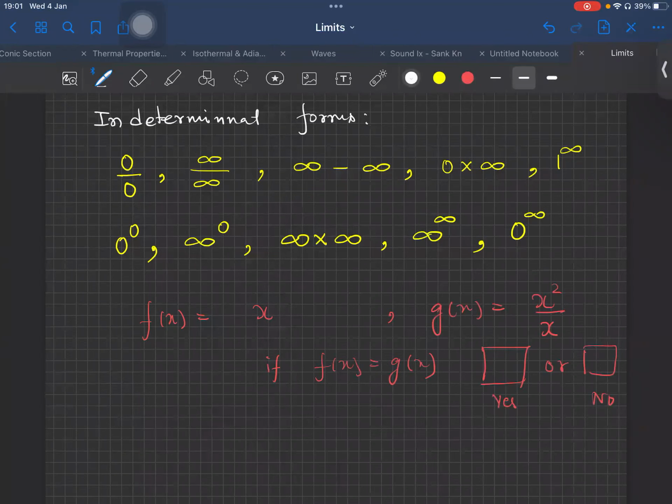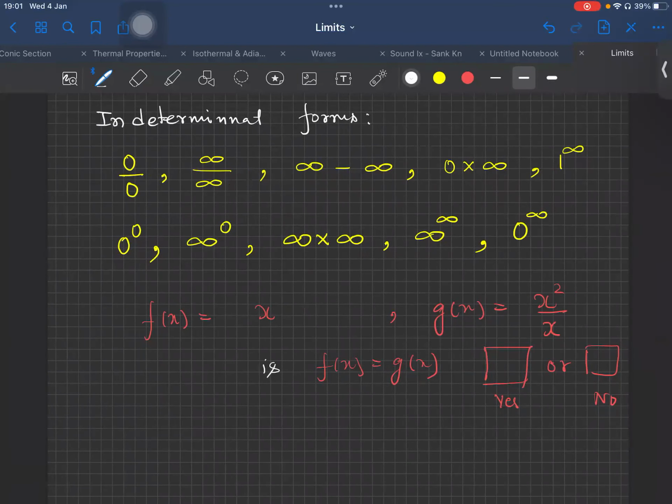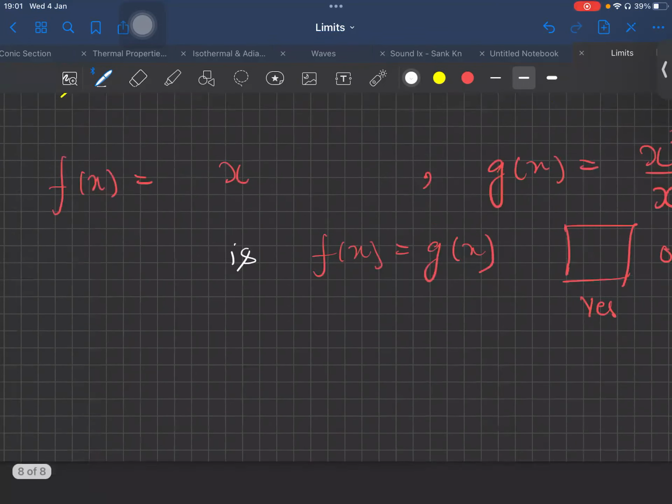Is f of x equal to g of x? Yes, sir, because x square divided by x is equal to x. Okay, so you cancel this and you will get x, right? Yes, sir. But it is not true all the time. Why? Let's try to understand it here itself.